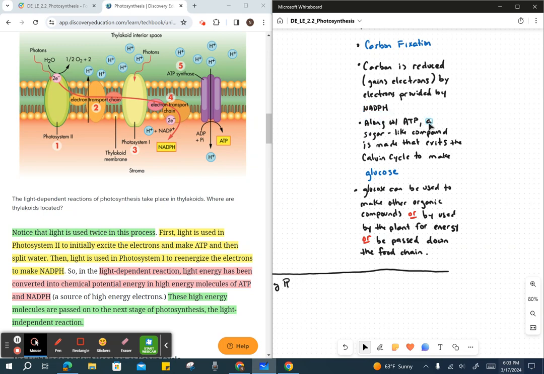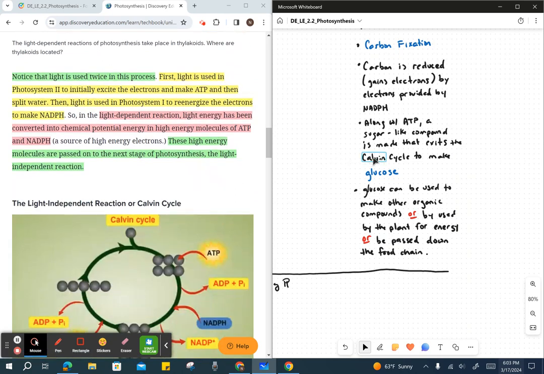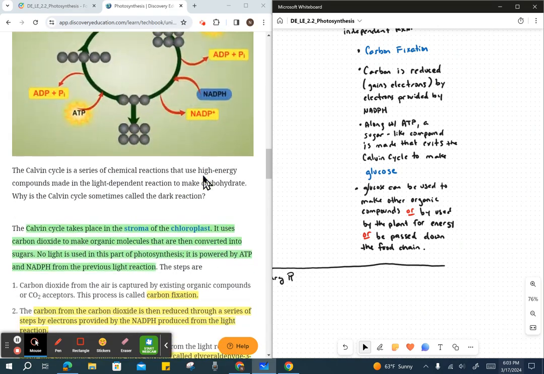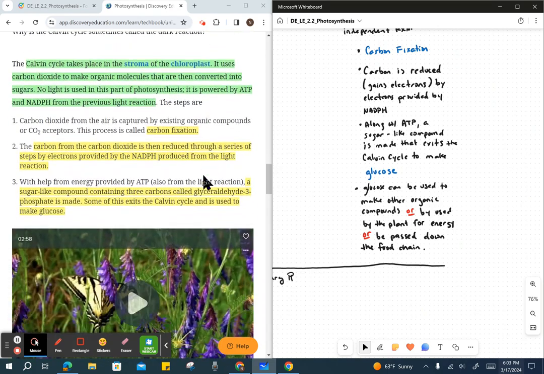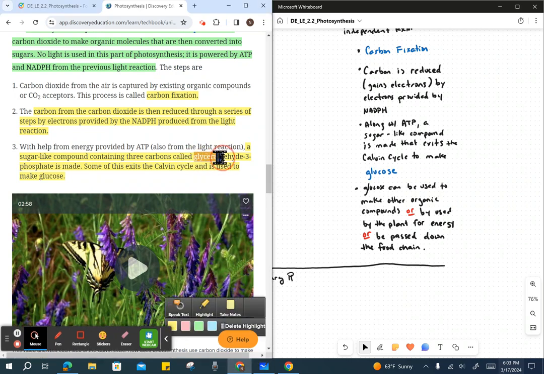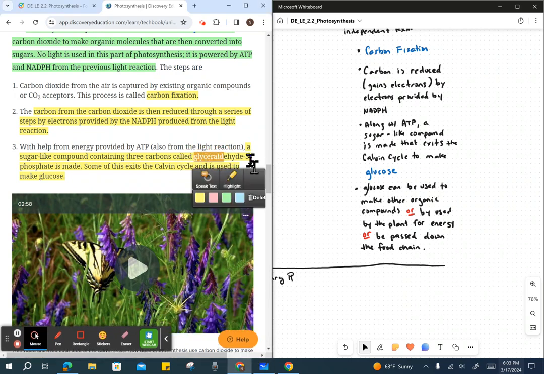Along with ATP, a sugar-like compound, not the sugar itself, is going to be made, and that is going to exit the Calvin cycle to make glucose. Okay, and if we can maybe go down here, you can see that that high energy molecule is actually called glyceraldehyde 3 phosphate. You can see it right here, glyceraldehyde 3 phosphate. That is the sugar-like molecule that is ultimately going to make glucose.